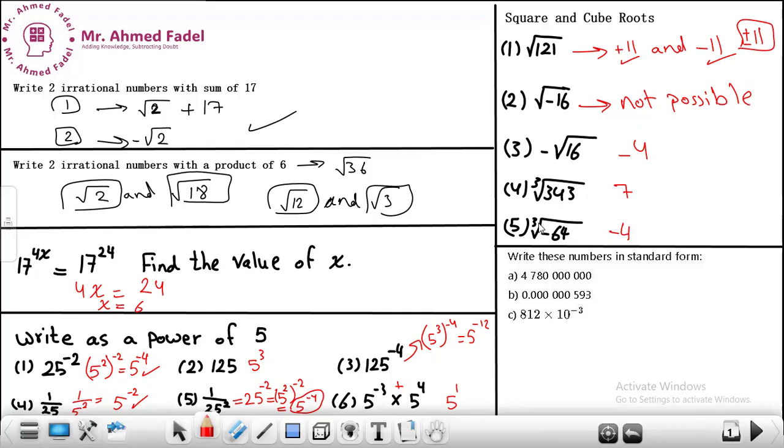Don't go and say, for the cube root of negative 64, "Mr. Ahmed said this is not possible." Not possible applies only to the square root. Study, please, or you're going to get confused.